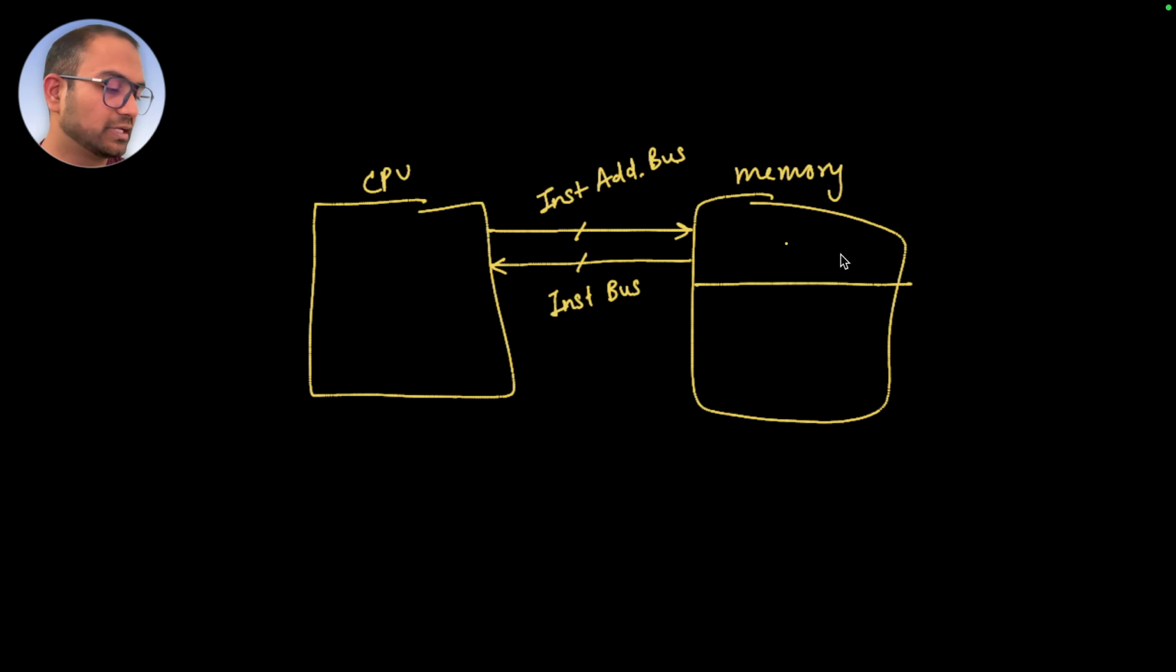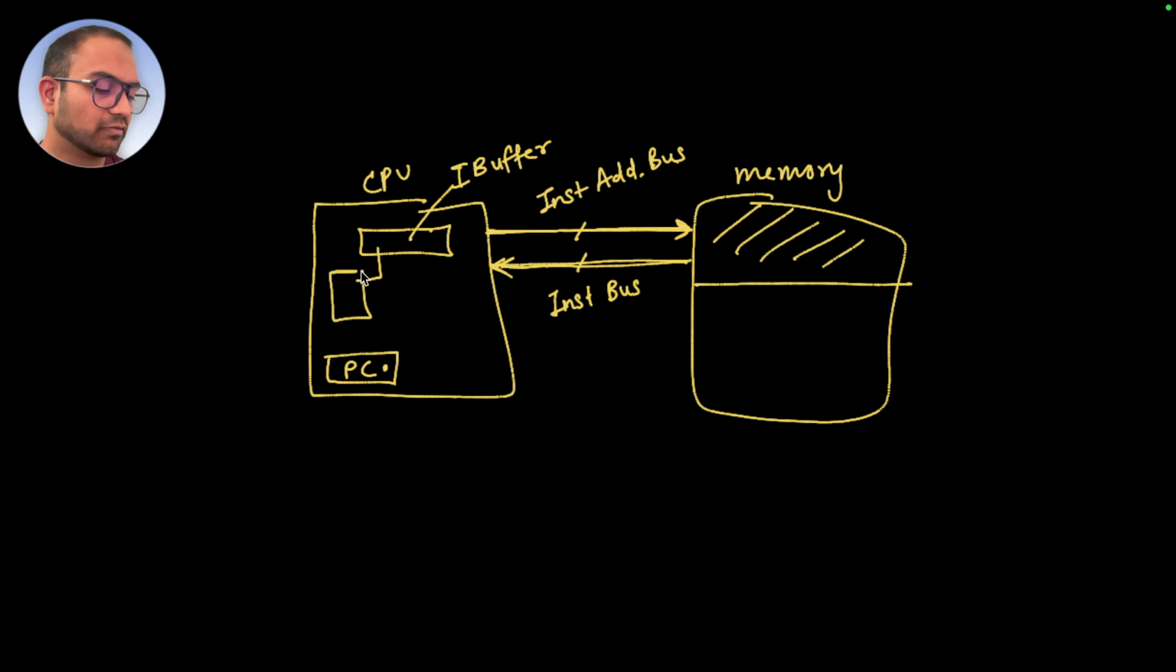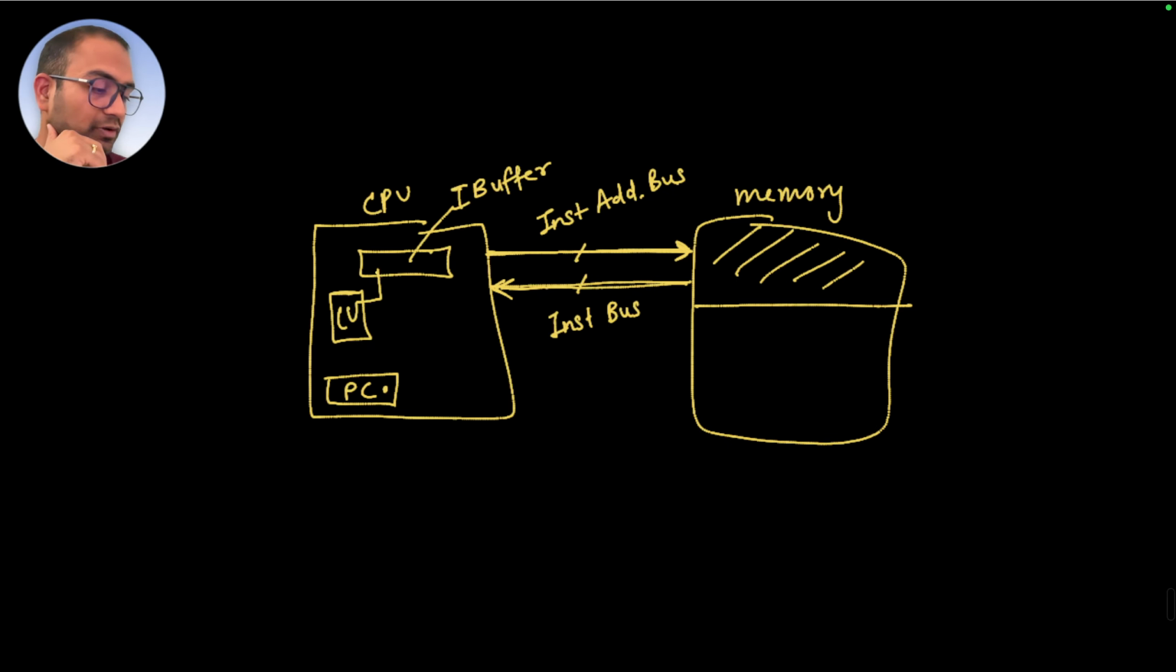So we reasoned that some part of the memory has the code, and the program counter from within the CPU, whatever number it holds, is the location from which the instruction will be fetched. Then we said the instruction will be fetched into something called the instruction buffer, and the instruction buffer content will be consumed by the control unit. That is where we had ended. Well, that's the model we have.